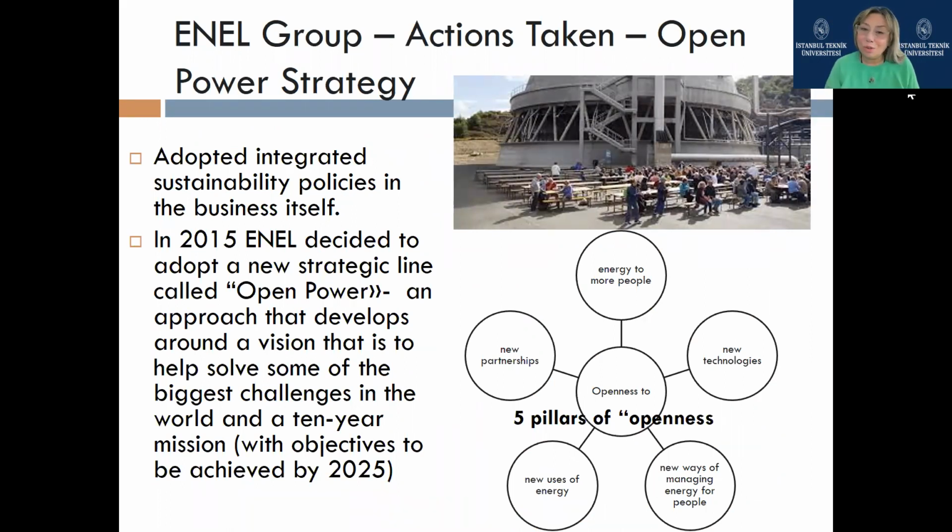I would like to conclude with this slide because it shows five pillars of openness. Be open to new technologies. Be open to new kinds of user patterns. Be open to new partnerships. Open your product, open your service to more people, and be open to new ways of managing technology for people. I put energy to these pillars, but when you remove it, it is valid for all industries.